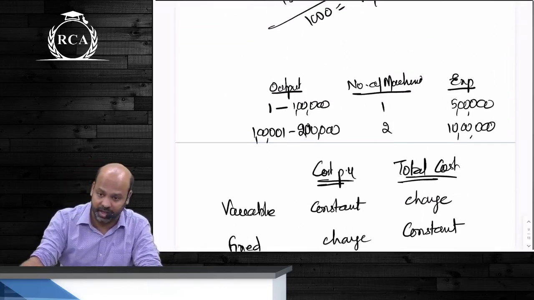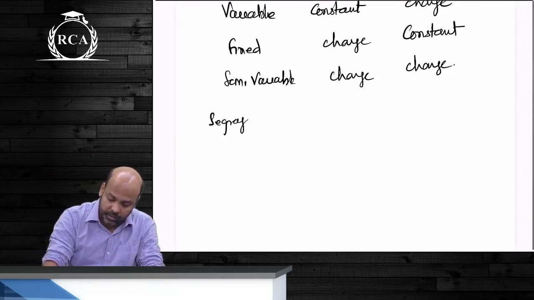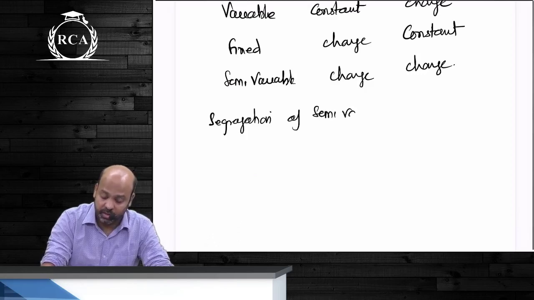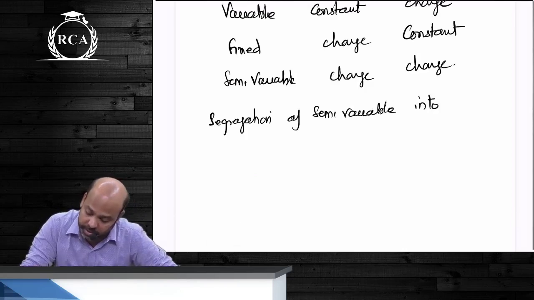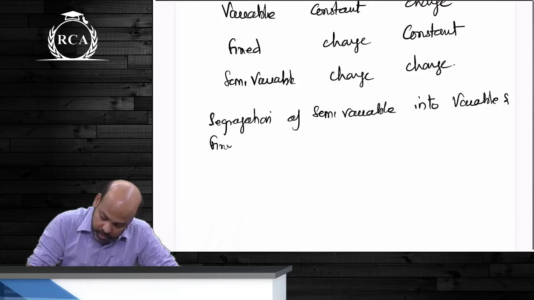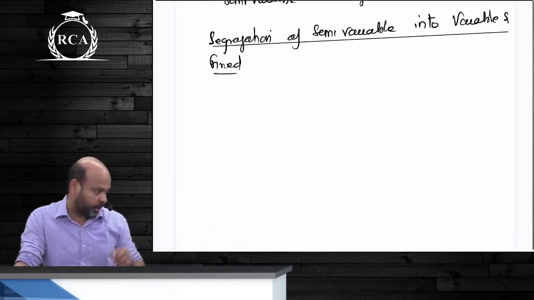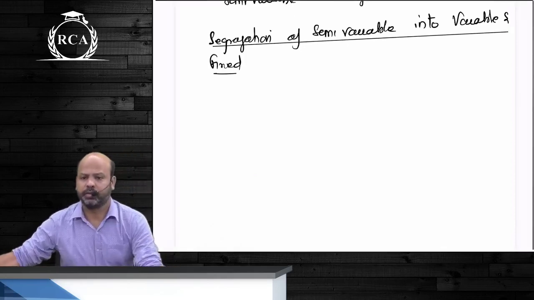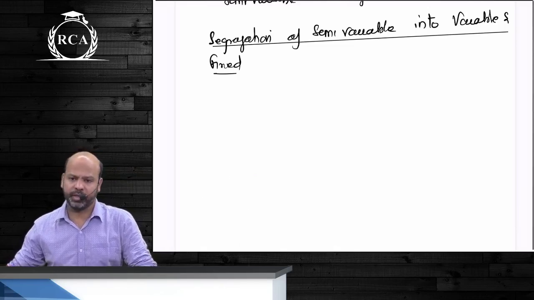Now write down a side heading: Segregation of semi-variable expenditure into variable and fixed.